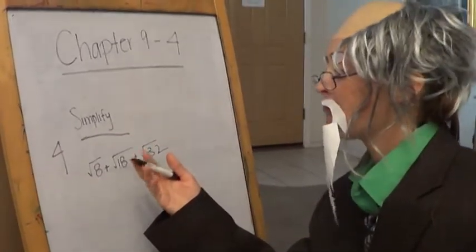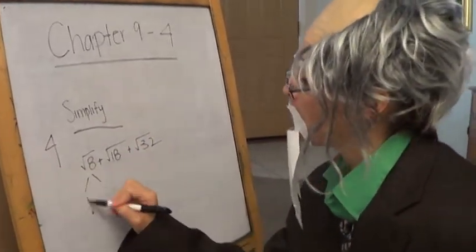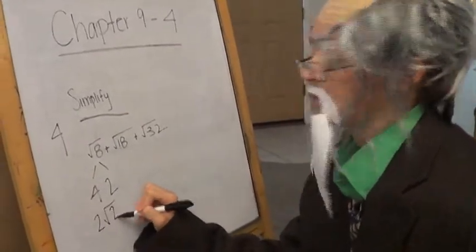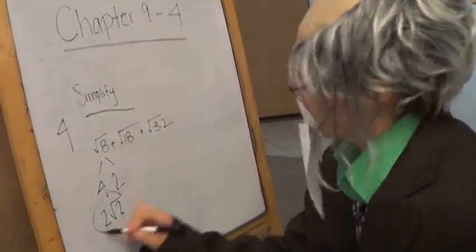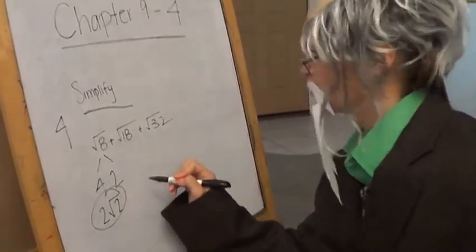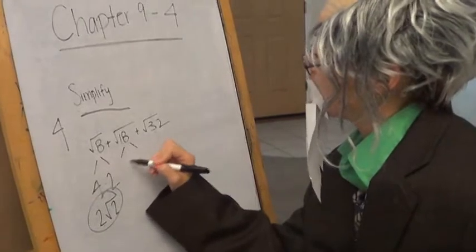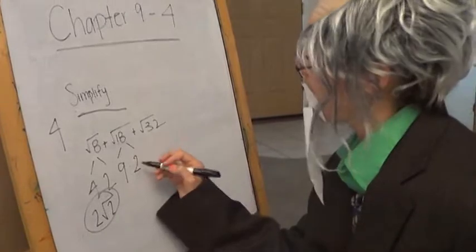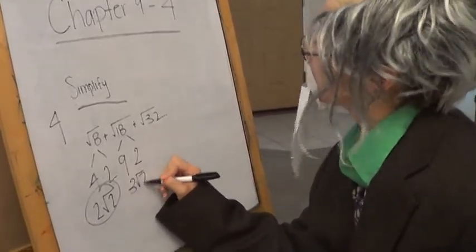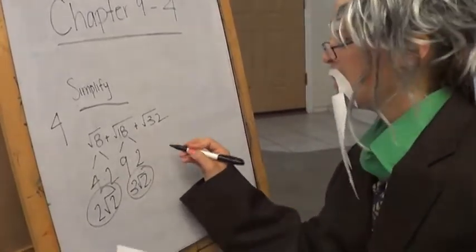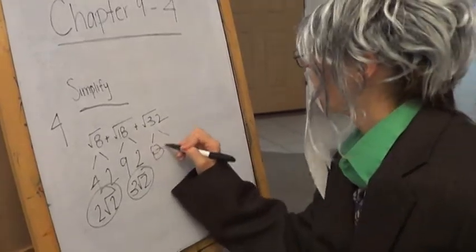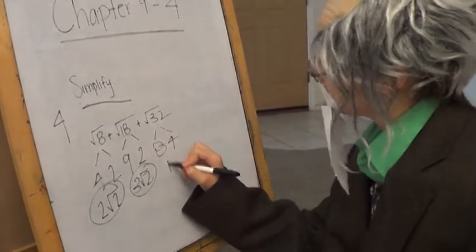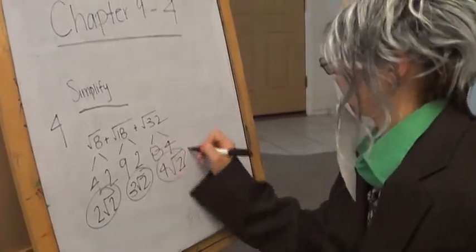First, to simplify, remove the 4 and the 2, and then remove the 2 from the radical, and you get 2 rad 2. Then you remove the 9 and the 2 from the radical, and you get 3 rad 2. Then you remove the 8 and the 4 from the radical, and you get 4 rad 2.